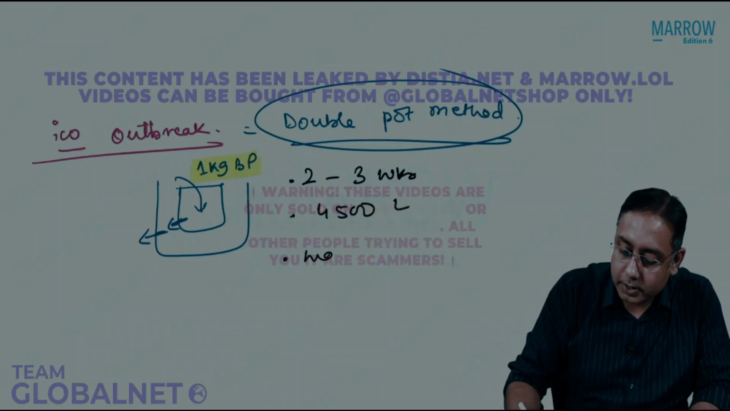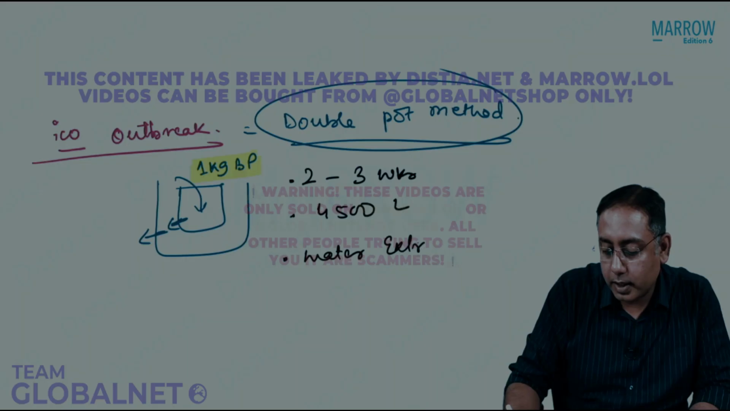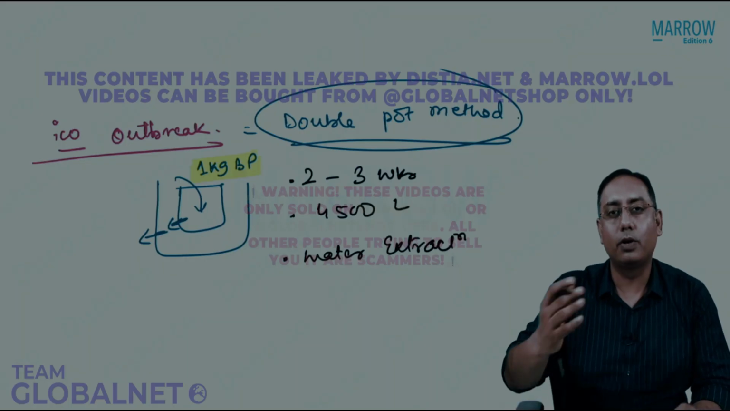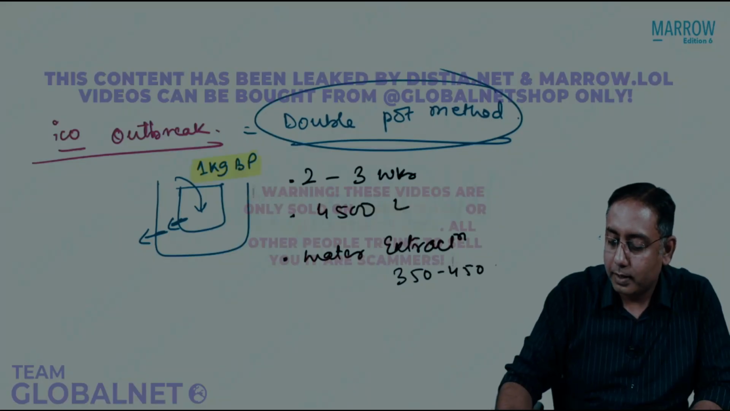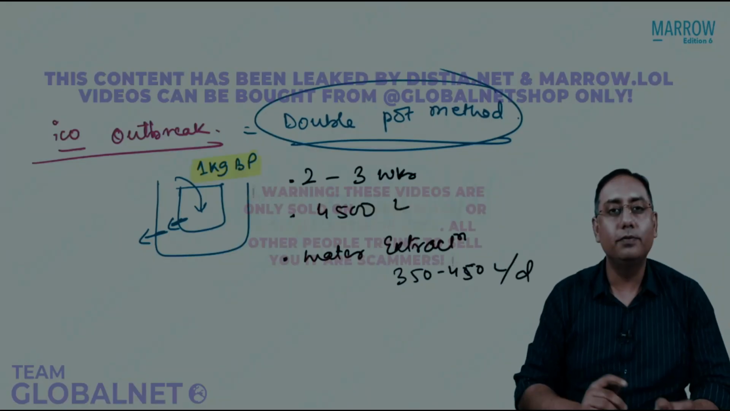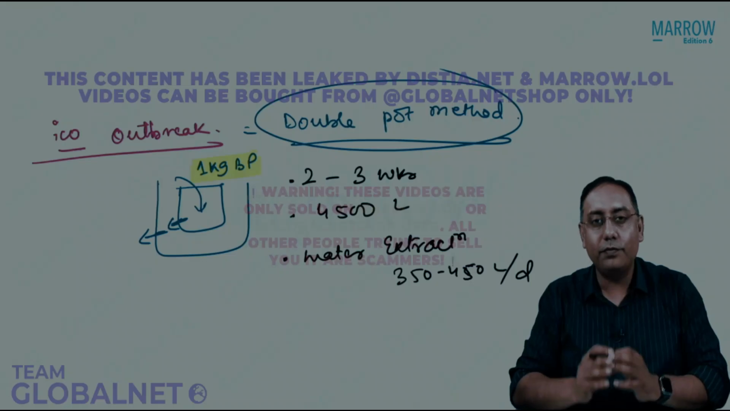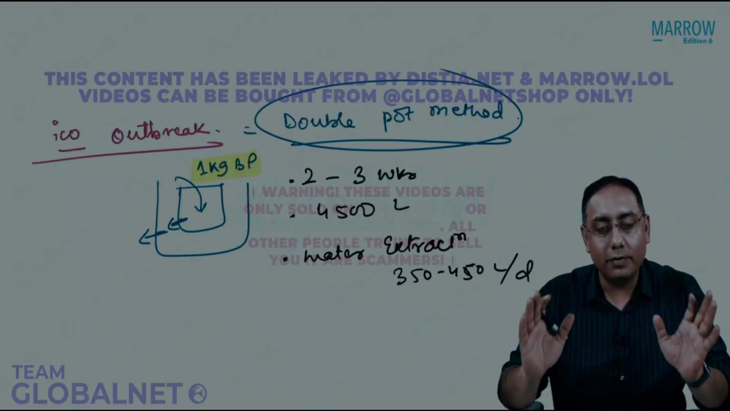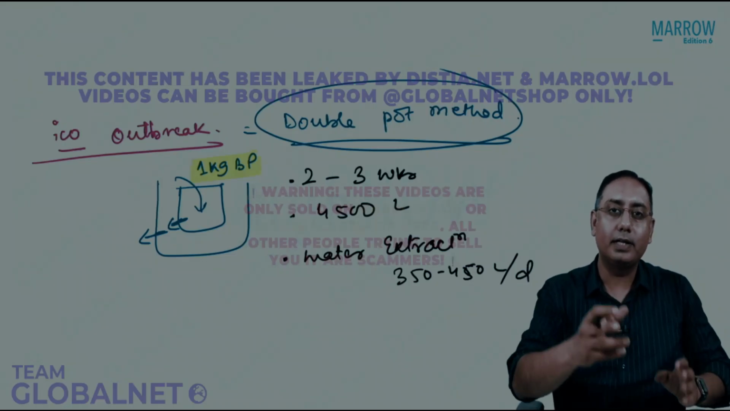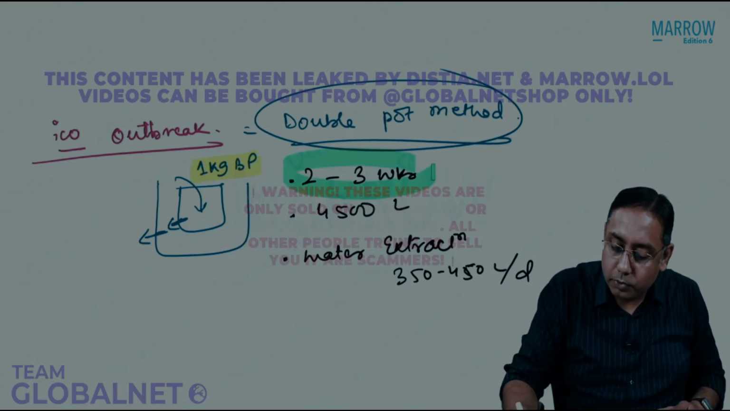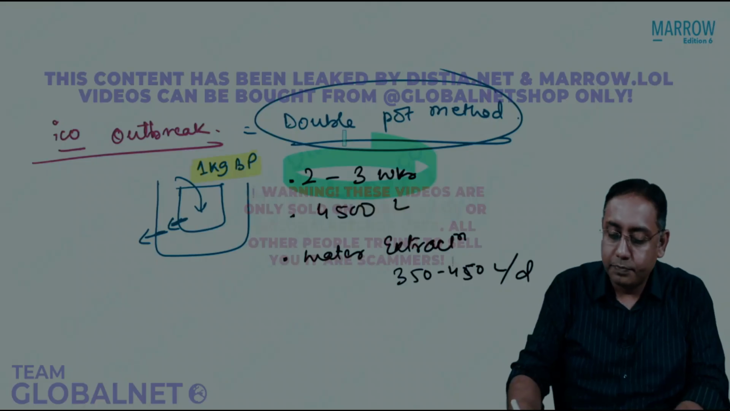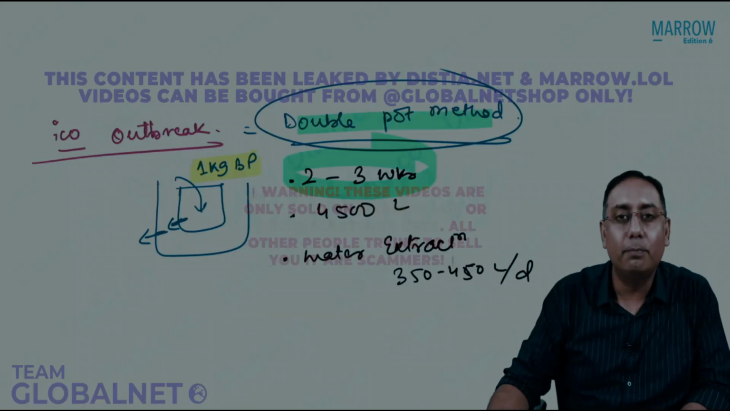And if the water extraction from the well, that is the water consumption from the well, is around 350 to 450 liters per day, and the total water in the well is 4500, and the double pot is there with 1 kilogram of bleaching powder, it will be useful for 2 to 3 weeks. It is sufficient. This is the double pot method.